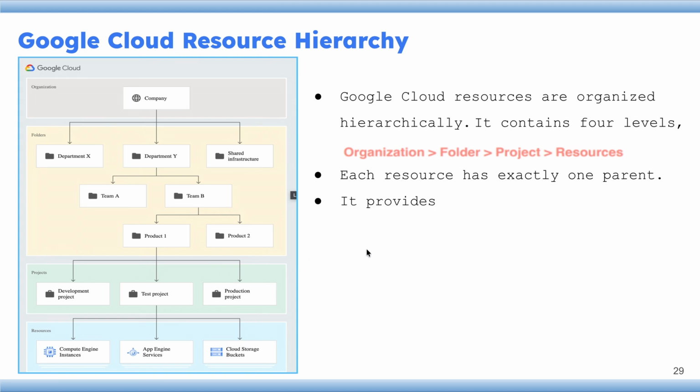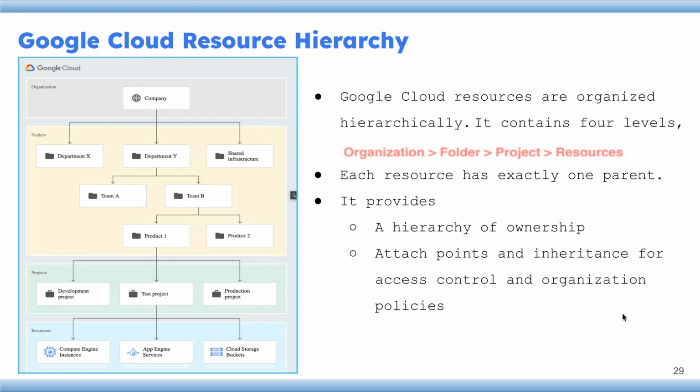The purpose of the Google Cloud resource hierarchy is two-fold. It provides a hierarchy of ownership, which binds the life cycle of a resource to its immediate parent in the hierarchy. And the next one is it provides attach points and inheritance for access control and organization policies at the hierarchy level. So this is about the resource hierarchy followed inside Google Cloud Platform.